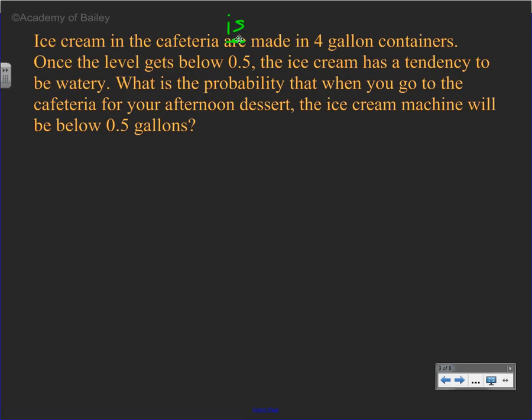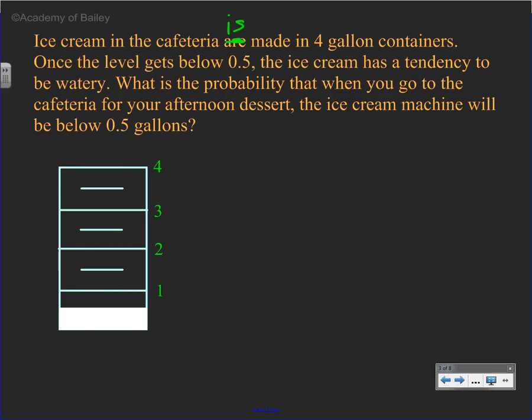Well, let me go ahead and show you the situation that we have here. Imagine you have the ice cream machine, it has 4 gallons, and you're trying to get ice cream, but you don't want that last half gallon because it's a little bit watery. So let's figure out what we're trying to find the probability of: that the ice cream machine will be below 0.5 gallons.